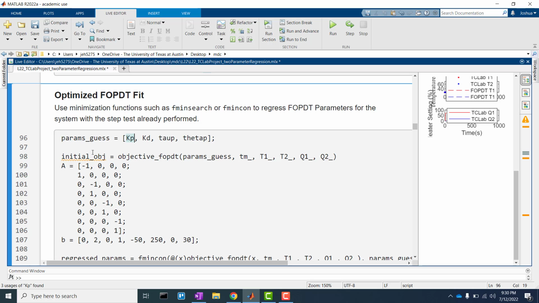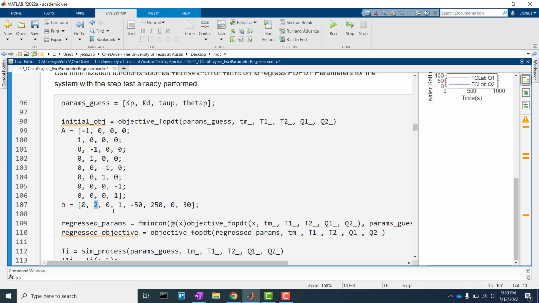So, for example, negative Kp is less than or equal to 0. So k is greater than 0 is what we're saying. Similarly, k is less than or equal to 2, and this is the process gain. And so that's how we have our constraints.